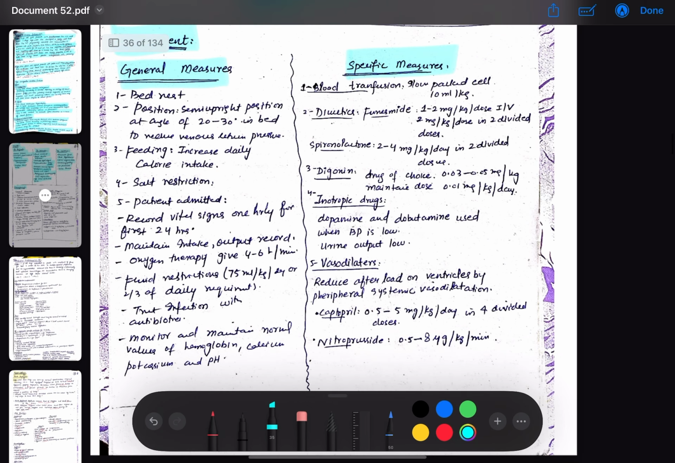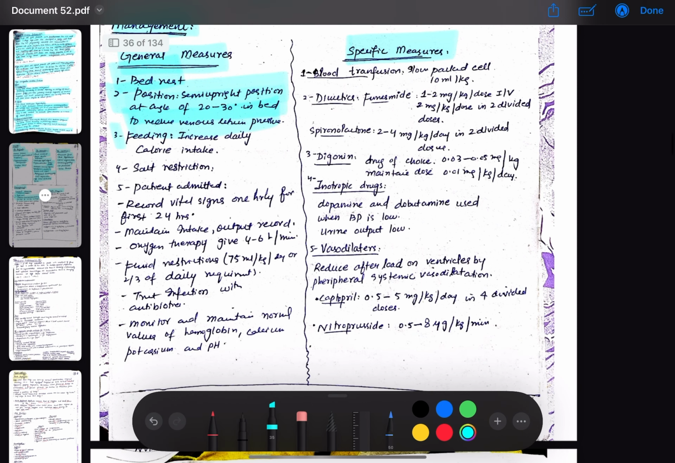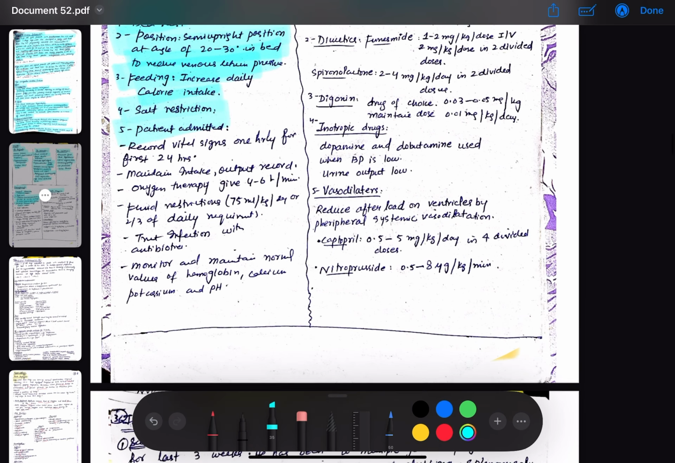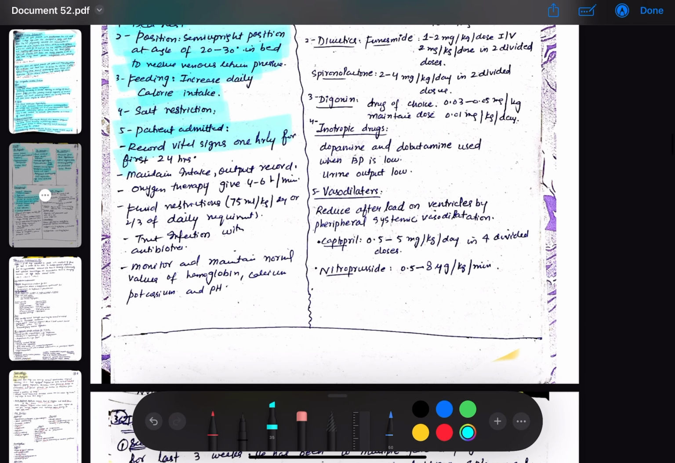Now, the management is general measures and specific measures. In general measures: bed rest, and position of the patient, that is semi-upright position at an angle of 20 to 30 degrees in bed to reduce the venous return pressure. Feeding, that is increased daily calorie intake. Salt restriction. Patient admitted. Record vital signs 1 hourly for the first 24 hours.